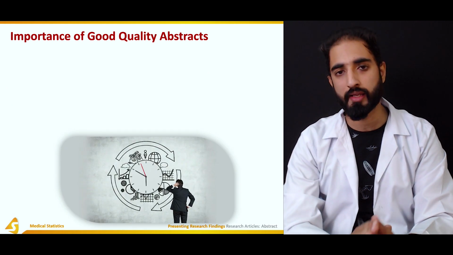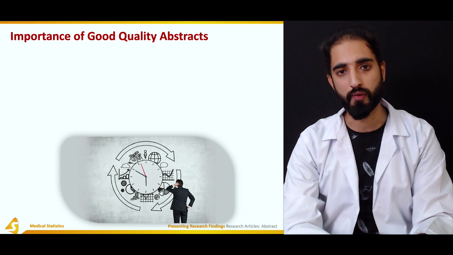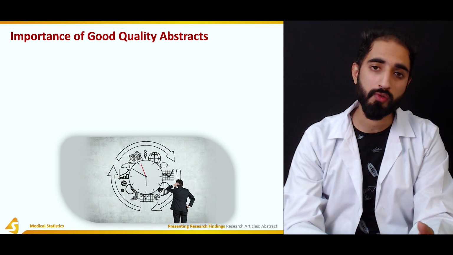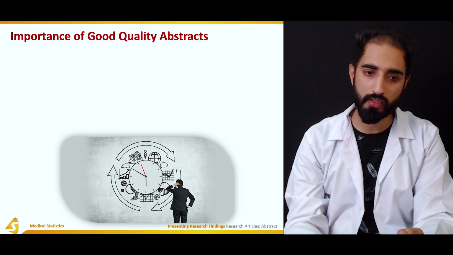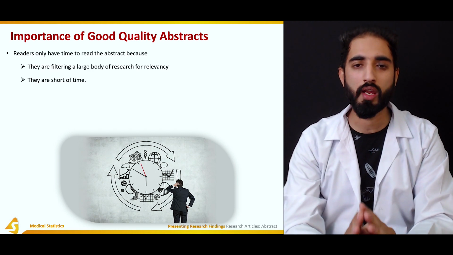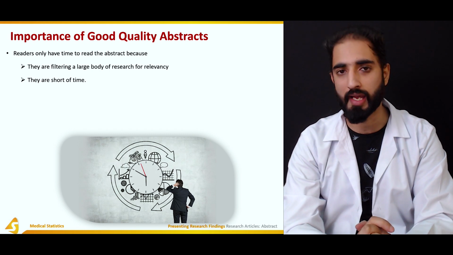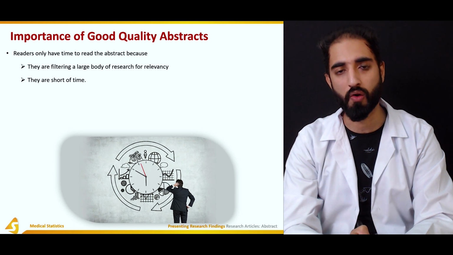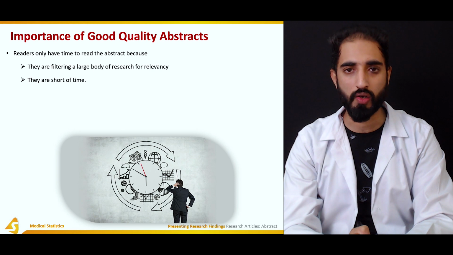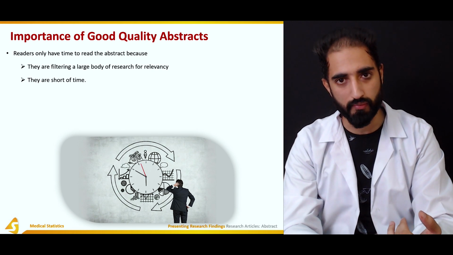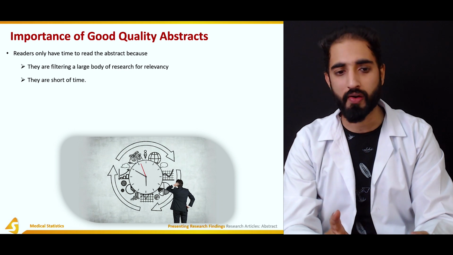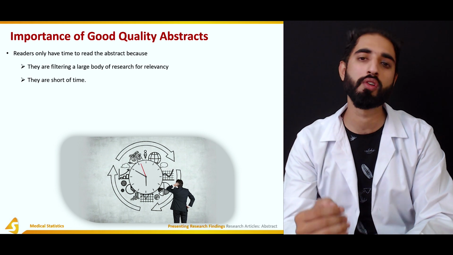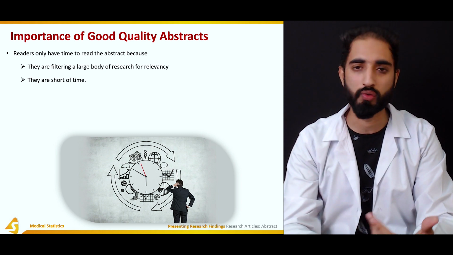Now, why can a poor quality abstract be very dangerous for your manuscript? Because good quality abstracts are very important. Why are they important? Because in the modern day there is a lot of information and readers only have limited time to read manuscripts, so they only read the abstract for two reasons: either they are short of time because abstracts are smaller than the whole manuscript, or they are filtering a large body of research for relevancy to their study and cannot read every single manuscript completely, so they just read the abstract.